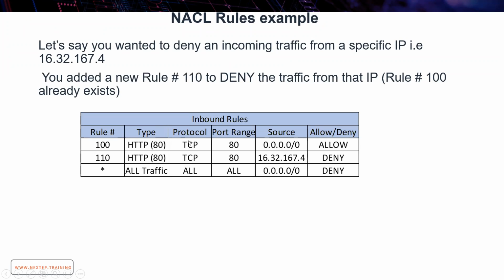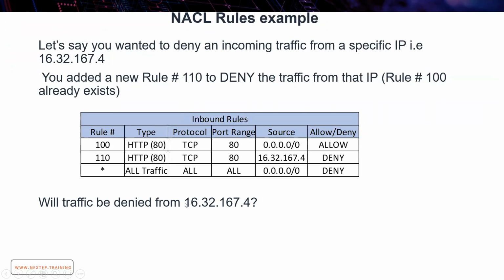So rule number 100 says allow TCP port 80 to everyone. See here, guys. This one says that the source is everyone. So allow it to everyone. Port 80, allow it to everyone is what rule 100 says. But rule 110 says deny it to this specific IP. Then your 110 doesn't even come into the picture, because your 100 rule matched, and it will allow it. So there is no effect.